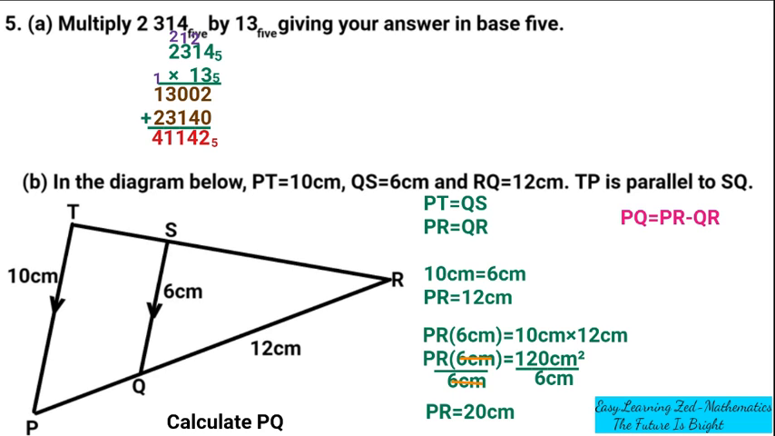Then PQ is equal to 20 centimeter minus 12 centimeter. Then when we find the difference of 20 centimeter and 12 centimeter, we find that it is 8 centimeter. So the value of the distance from P to Q is 8 centimeter. So 8 centimeter was the correct answer. Let's go to the next question.